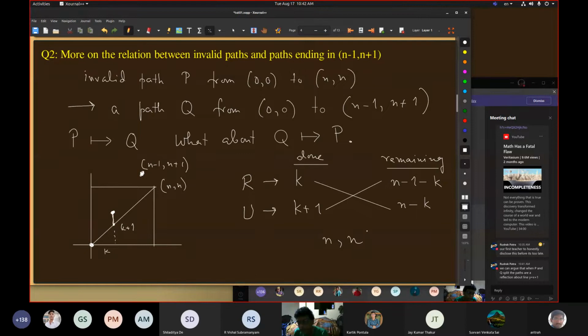We can argue that when P and Q split the paths, they are a reflection about the line y equals x plus 1. Yeah, it is something like that. Fine.